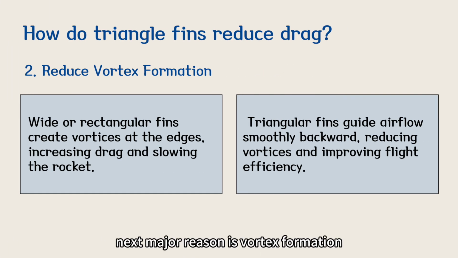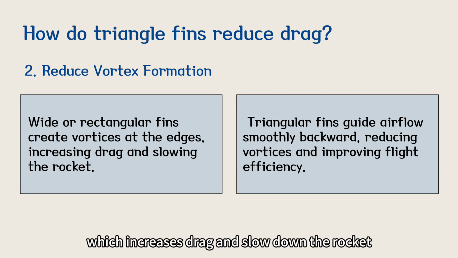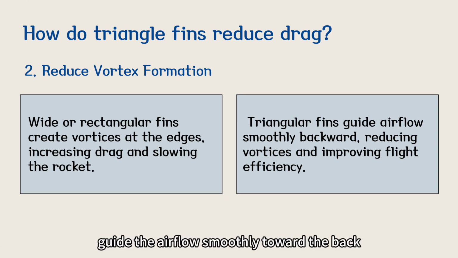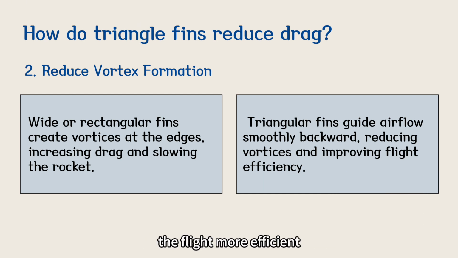Next, another major reason is vortex formation. Wide or rectangular fins create vortices at the edge, which increases drag and slows down the rocket. On the other hand, triangular fins guide the airflow smoothly toward the back. This helps reduce vortices and makes the flight more efficient. So, by using triangular fins, we can improve aerodynamics and help the rocket travel farther with less resistance.